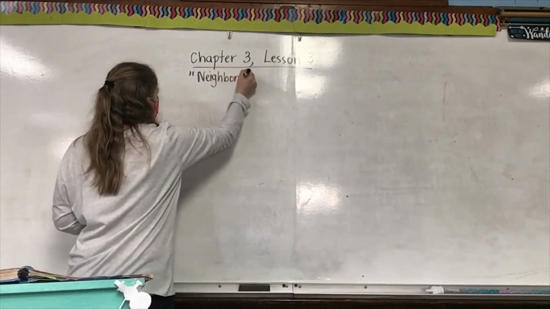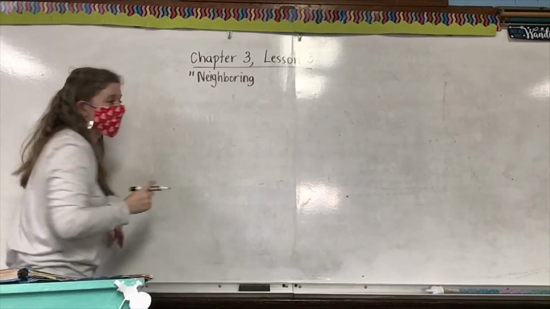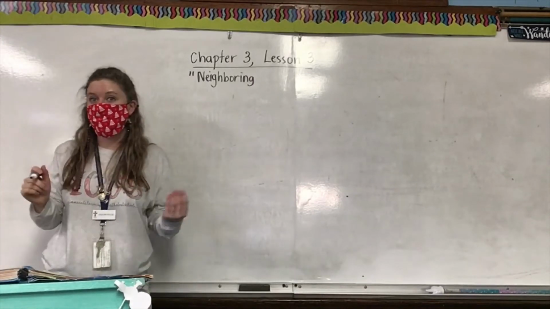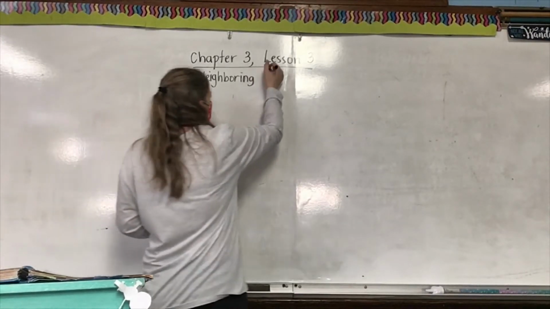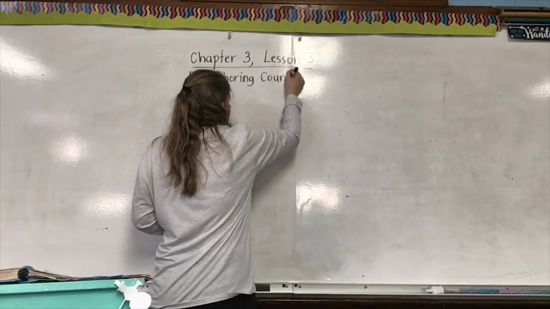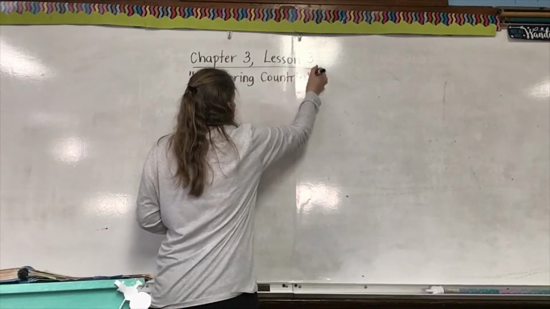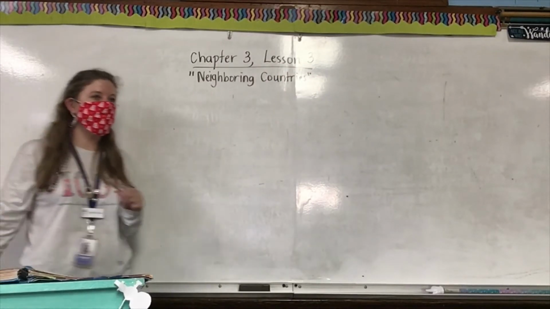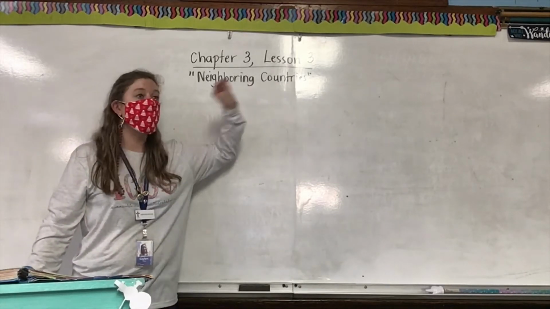Neighboring Countries. Now this is a spelling word, so everybody should be able to spell neighbor, and then you just add ing for the ing. Neighboring countries. Remember, countries, the singular form is C-O-U-N-T-R-Y.